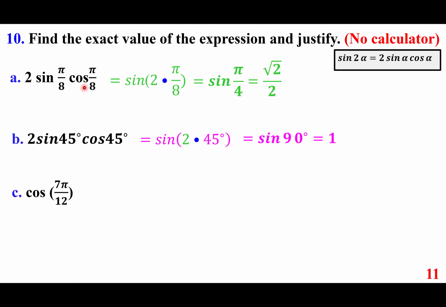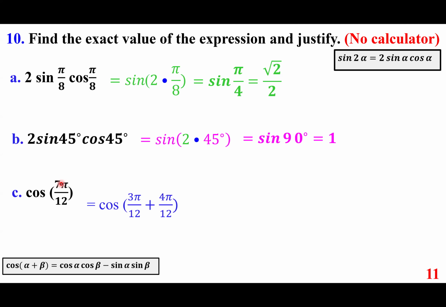Sine of 7 pi over 12. Well, we should recognize this as the sine sum formula, because 7 pi over 12 is 3 pi over 12 plus 4 pi over 12. 3 pi over 12 is a common arc, pi over 4, and this is pi over 3. So we're going to use those.